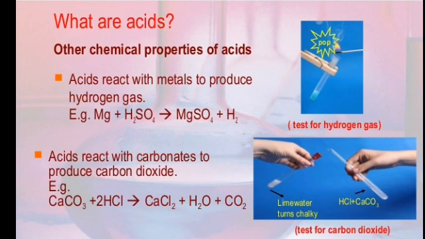The chemical properties of acids. Reaction with metals: when metals react with acids, they produce hydrogen gas. So metals react with acids to form salts with the liberation of hydrogen gas. Similarly, acids react with carbonates to produce carbon dioxide, water and salt. For example, calcium carbonate reacts with hydrochloric acid to form calcium chloride plus water and liberates carbon dioxide gas.